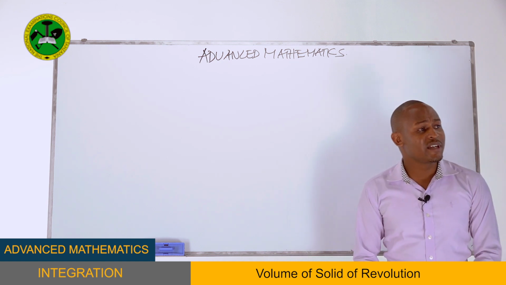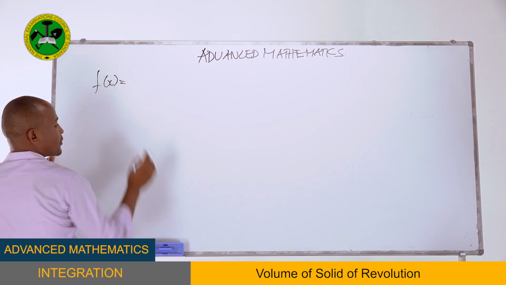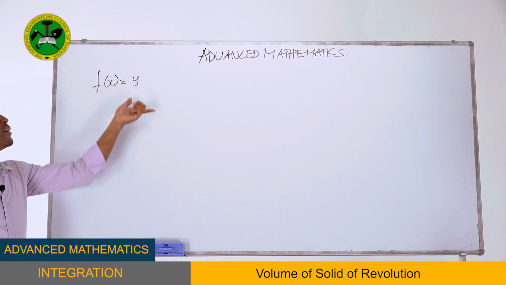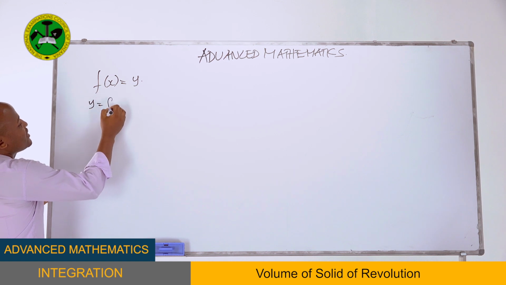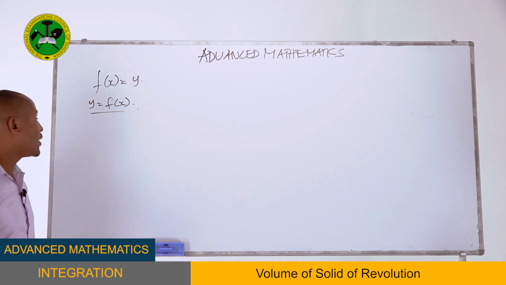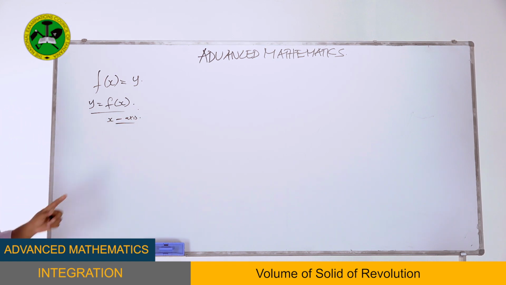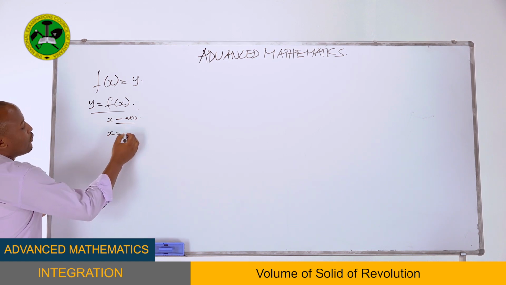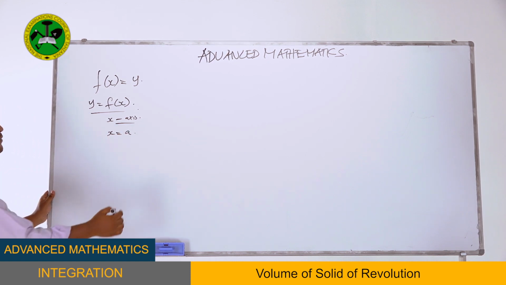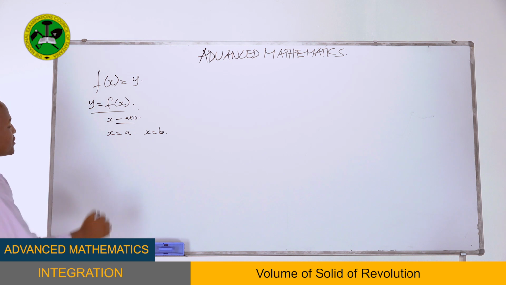Now, for example, we have a function f of x, and this function f of x is known as y, or sometimes it can be written vice versa. Some books write it like this, but it's still the same thing. So this is our function, and this function is bounded by the x-axis, and then we have a vertical line x is equal to a, and also another vertical line x is equal to b. And what I am talking about is something like this.